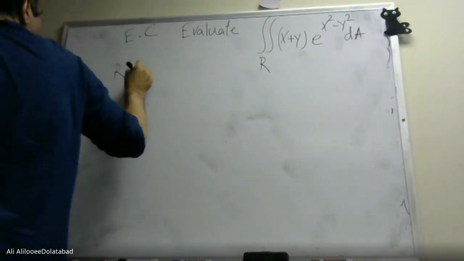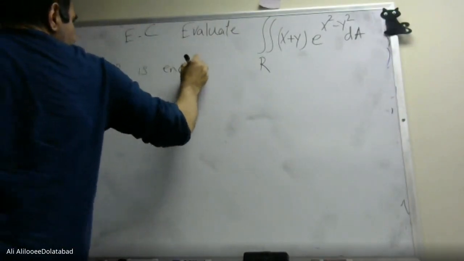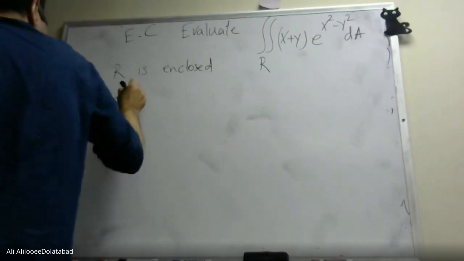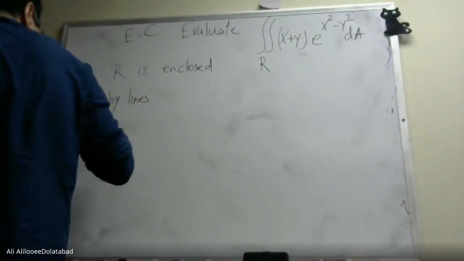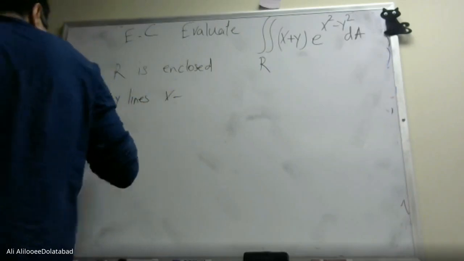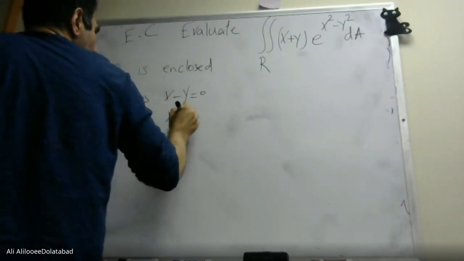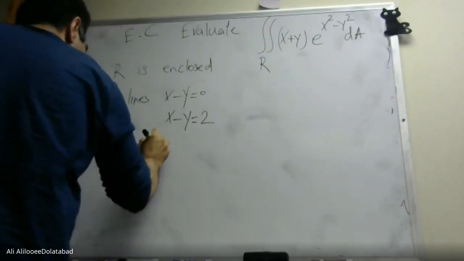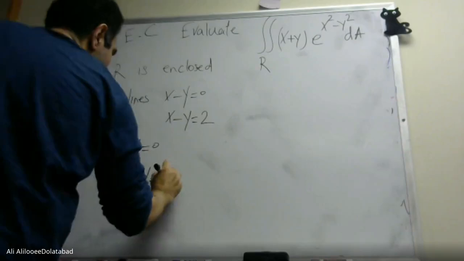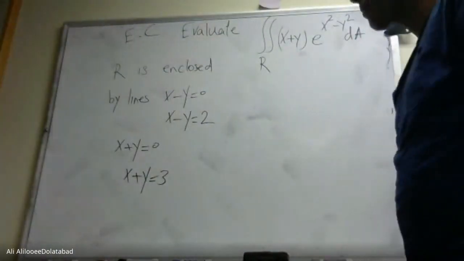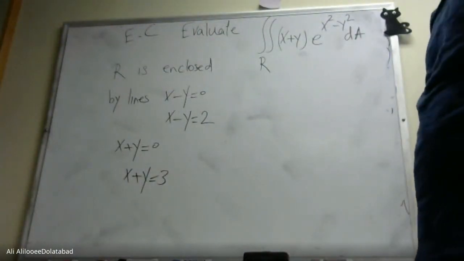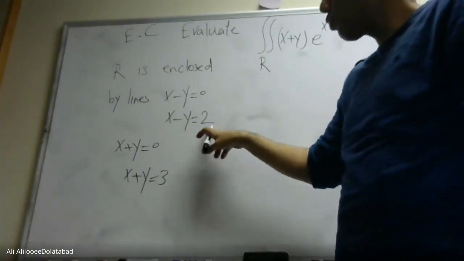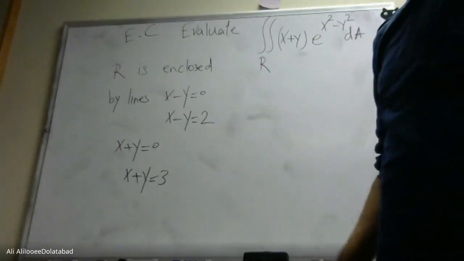Here R is enclosed by these lines: x minus y equals 0, x minus y equal 2, x plus y equals 0, x plus y equal 3. Let's evaluate this integral. R is enclosed by lines x minus y equals 0, x minus y equal 2, x plus y equals 0, x plus y equal 2.